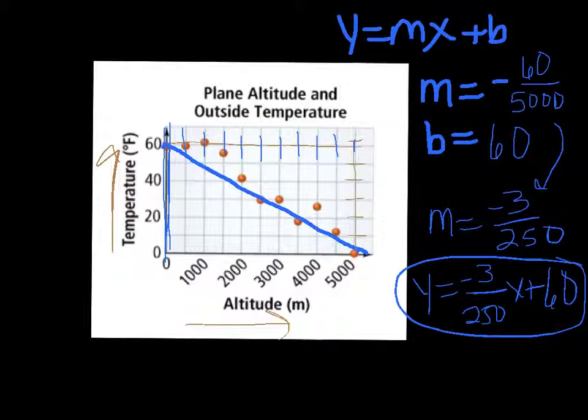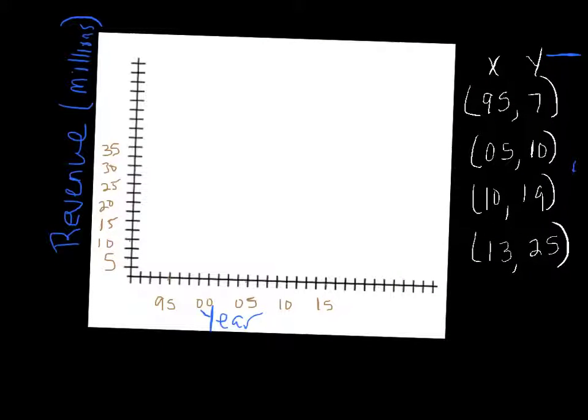All right, let's look at another one. We're going to do a little more with this one. All right, so this one I have my x and y axis. My x-axis is the year, and my y-axis is revenue in millions. So here are my points. I'm going to go to 95. I did $7 million worth. So go here, make that a little thicker.